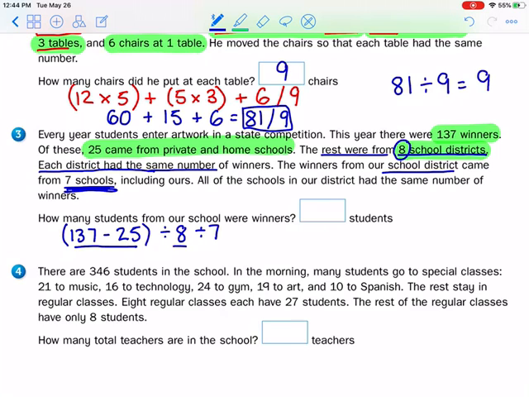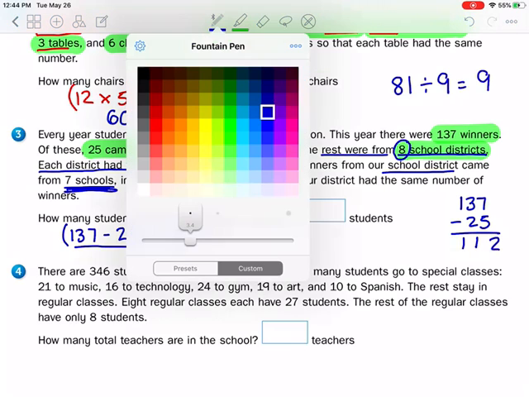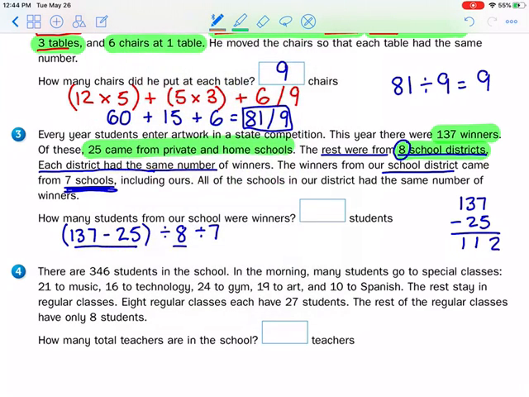So let's do some of that math. If I did 137 minus 25, I know that 7 minus 5 is 2. 3 minus 2 is 1, and then 1. So 112. So I'm going to change my color here. So this should be 112 now divided by 8. So I'm going to erase this.